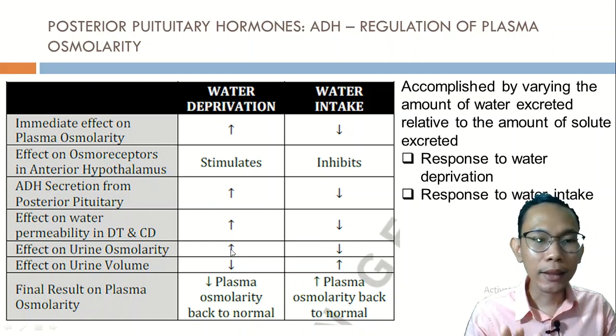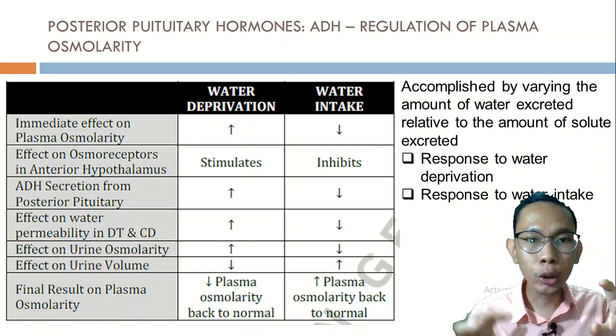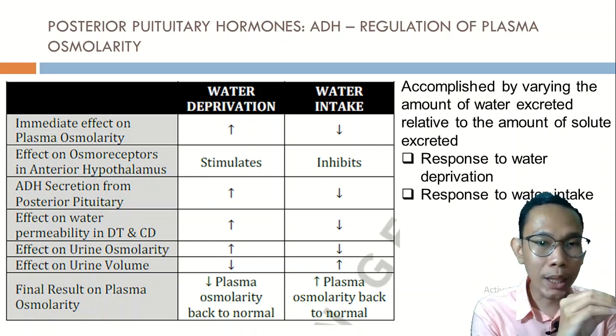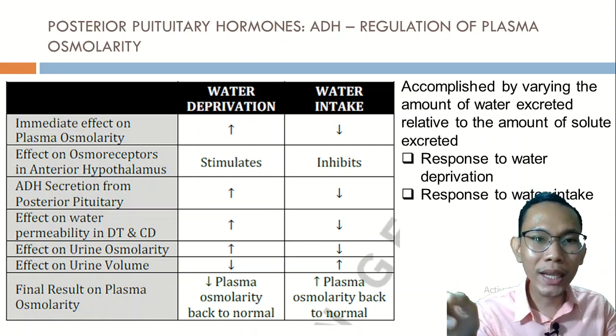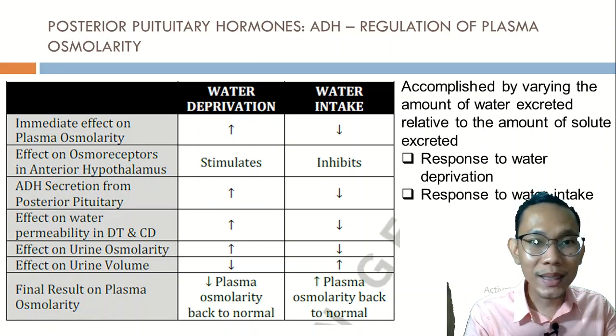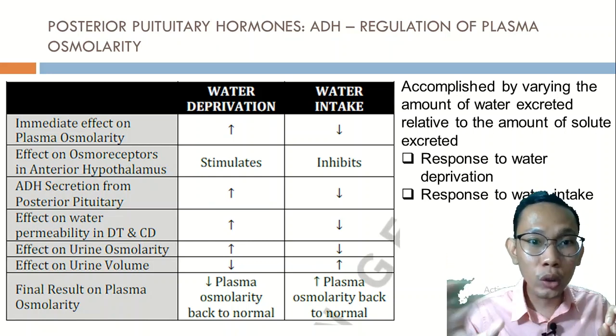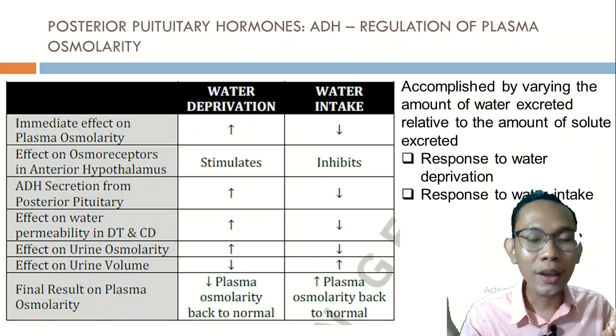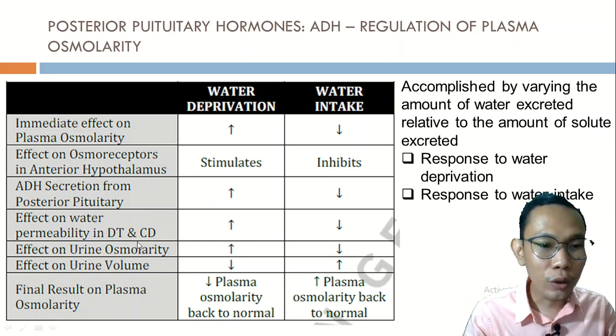Kanina nakita natin, pag meron tayo antidiuretic hormone, pumapasok yung tubig. So ano nangyayari? Naiiwan yung asin sa ating ihi. So in short, we just conserve water and the solutes are just left in the lumen. So what happens is that your urine osmolarity is increased.